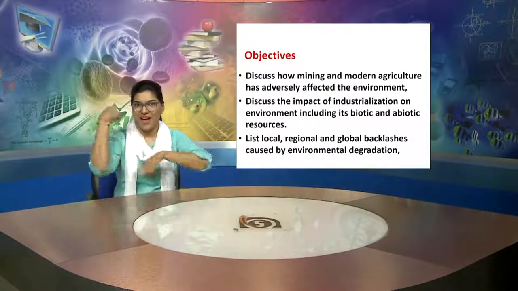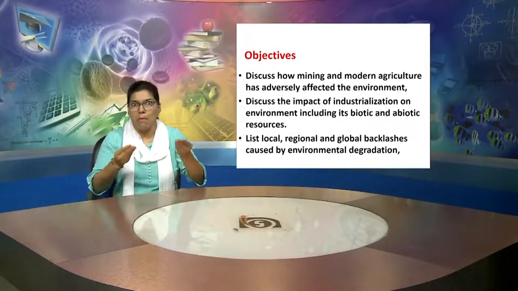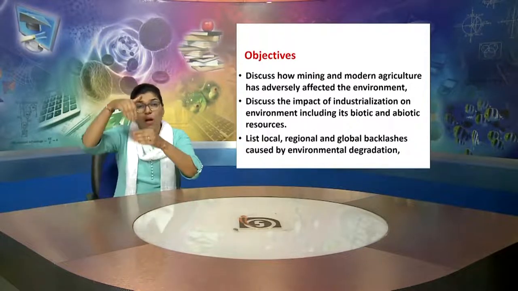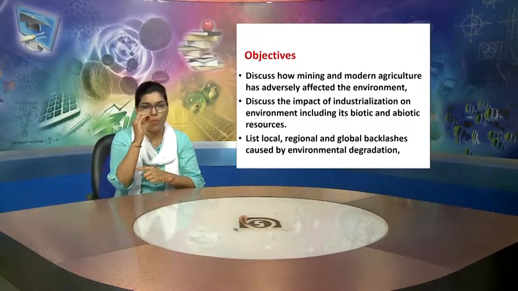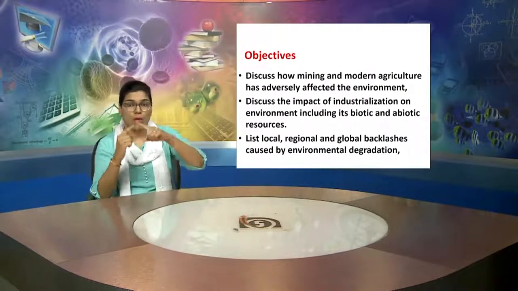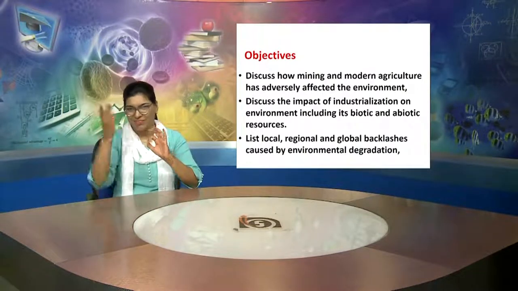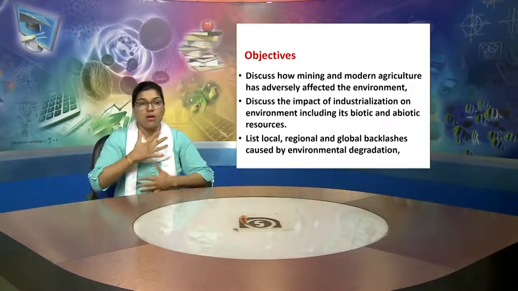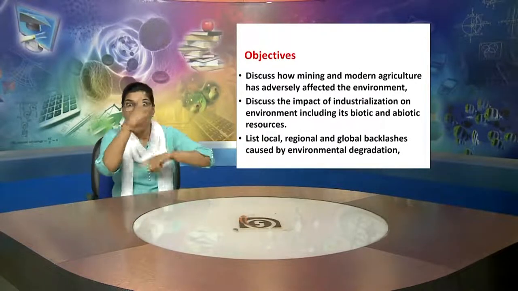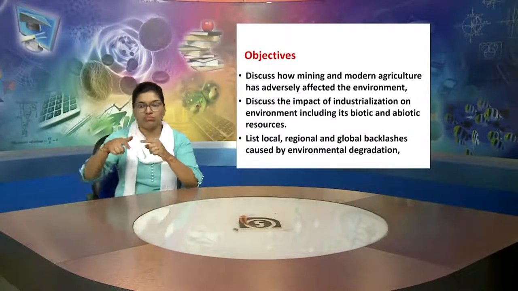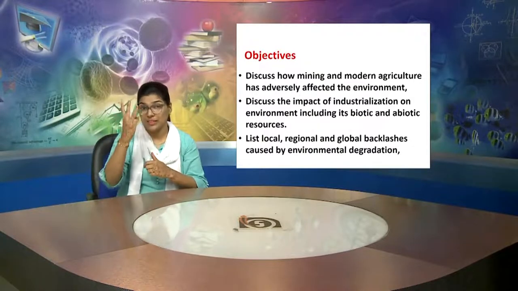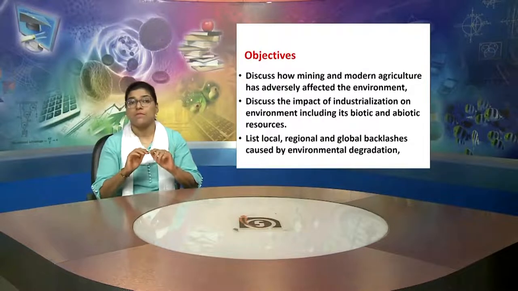The next objective which we are going to discuss in this video is the impact of industrialization on the environment, including its biotic and abiotic resources. As we already have understood about the biotic and abiotic resources, biotic resources are those resources which are living, for example, different organisms or wastes of organisms. Abiotic are the non-living things.